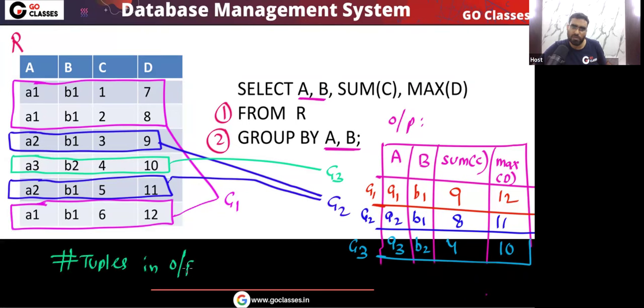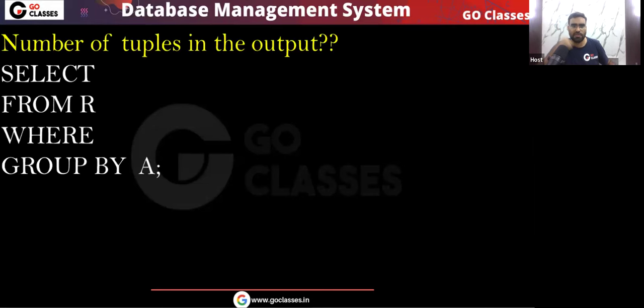In the output, there is no having clause. So the number of tuples in the output will be the number of groups, that is 3. For every group, one tuple. Is this clear? Group by clause is the most easy concept. Do you agree with me? It is very intuitive. You are creating virtual groups. This is a very simple concept.